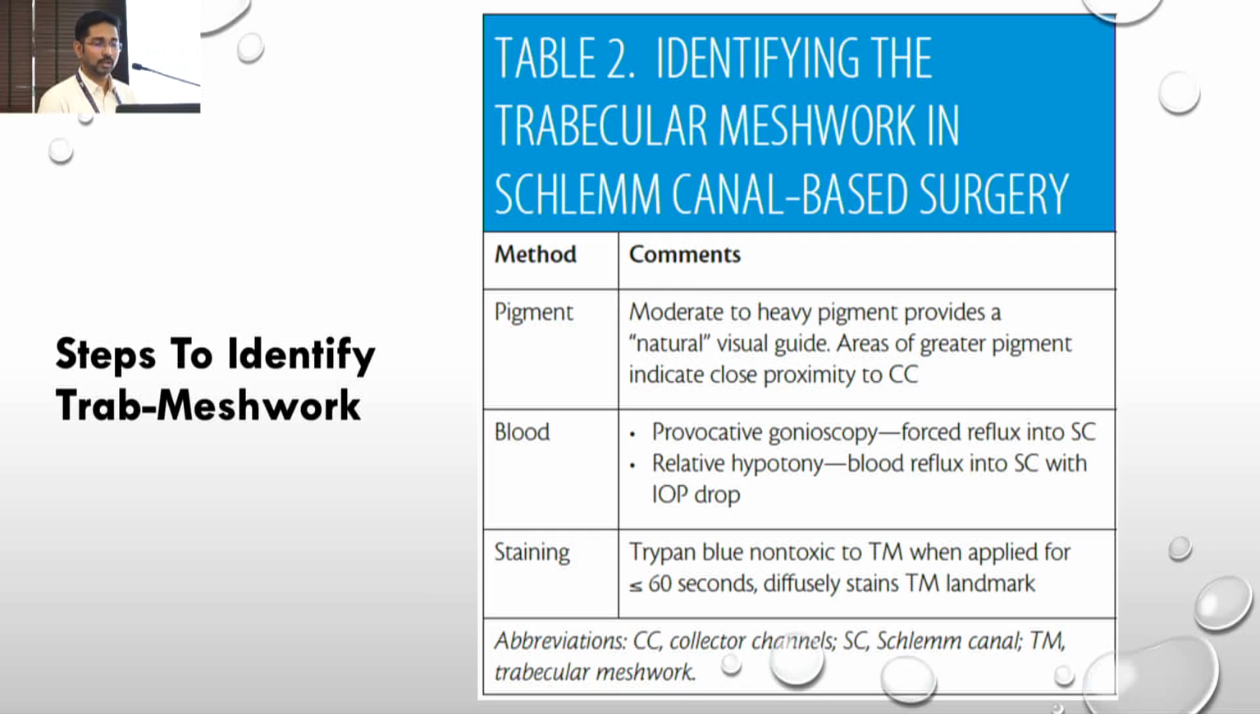And then you can actually do something called a provocative gonioscopy, or you can put the patient in a reverse Trendelenburg position and make the blood flow towards the head, and see the blood in the Schlemm's canal and visualize the trabecular meshwork.